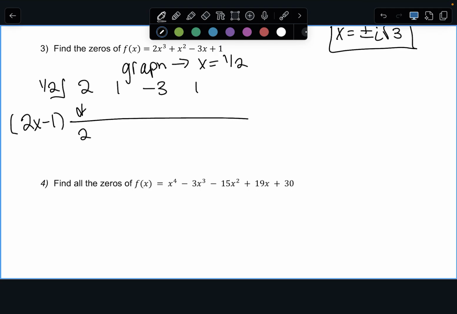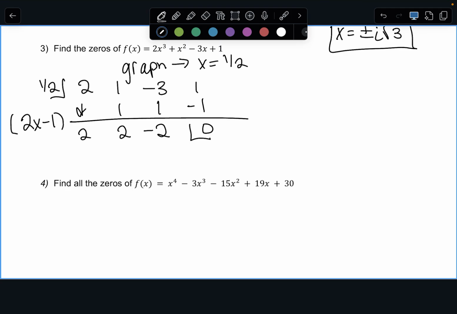Drop the 2. Multiplication, addition. Anytime we multiply by 1/2, we're really dividing this number by 2. So 2 divided by 2 is 1. 1 plus 1 is 2. Divided by 2 is 1. Minus 3 is -2. Then we get -1 and 0.